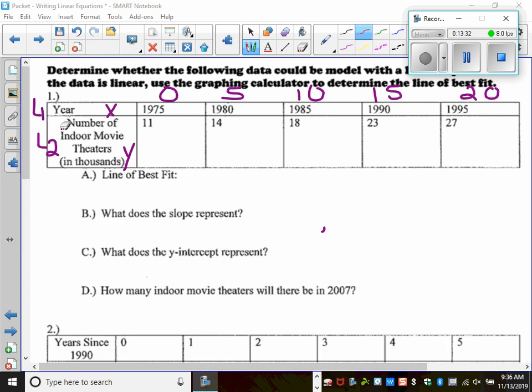Okay, and this is talking about the number of indoor movie theaters in thousands. So this is like 11,000, but we're just going to be putting these numbers in, and then we'll know that thousands come at the end of our answer when we do our prediction. Okay. All right, so first thing, we're going to do the line of best fit.